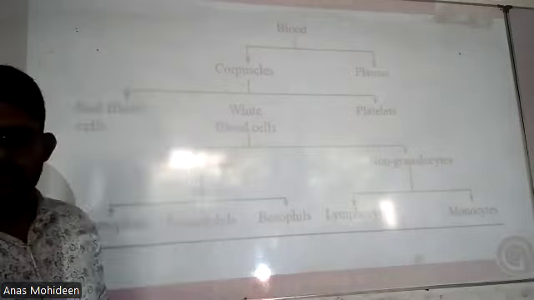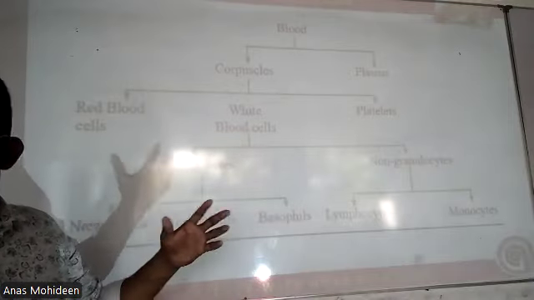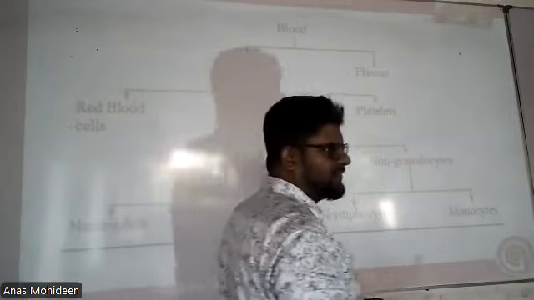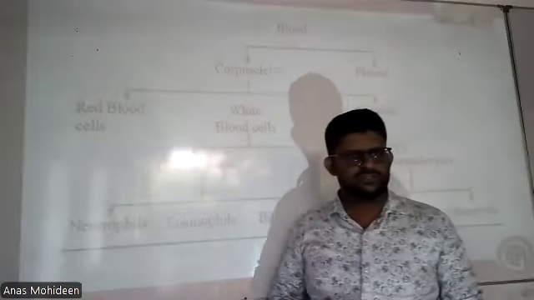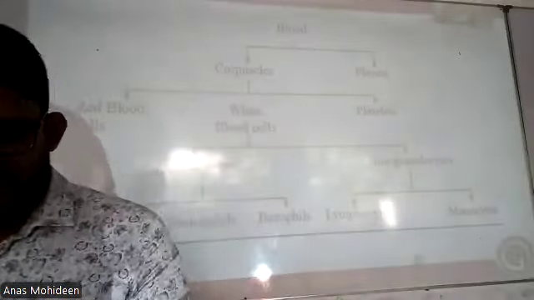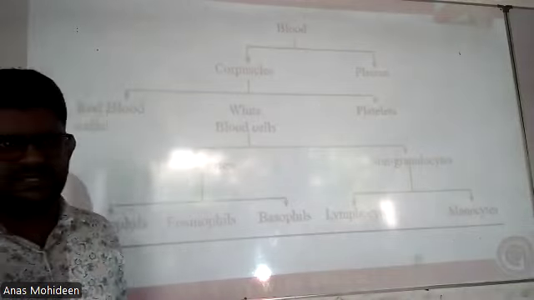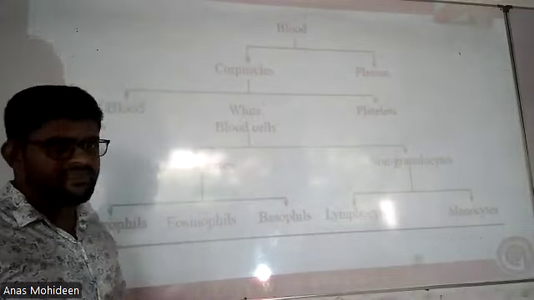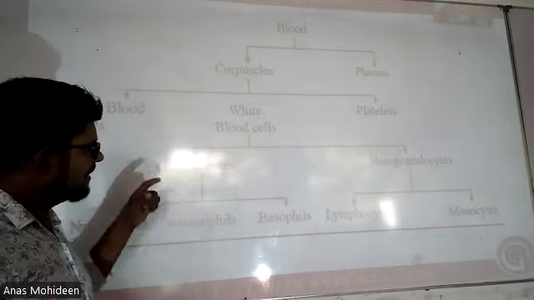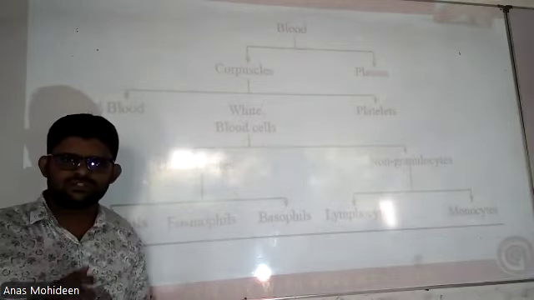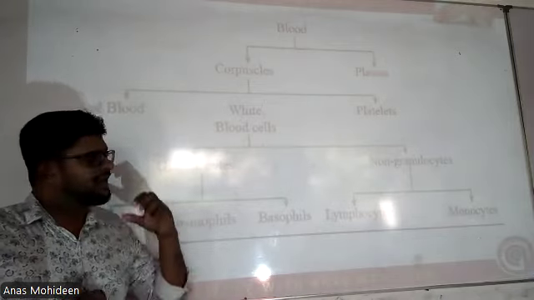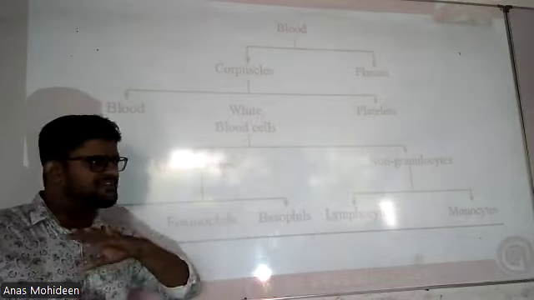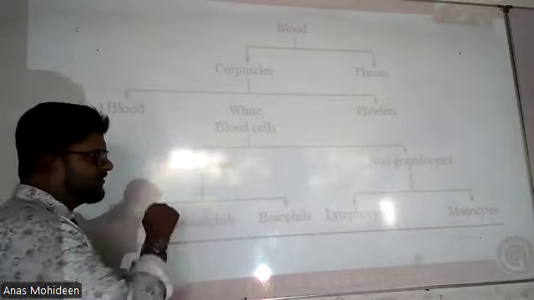Okay. So, white blood cells. When we come to the white blood cells, we divide them into two: granulocytes and non-granulocytes, or agranulocytes. Granulocytes means they have granules, small tiny structures. Agranulocytes, or non-granulocytes, have no granules. Have a look on the board.